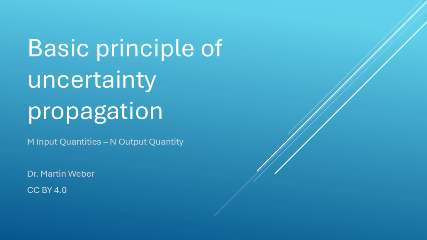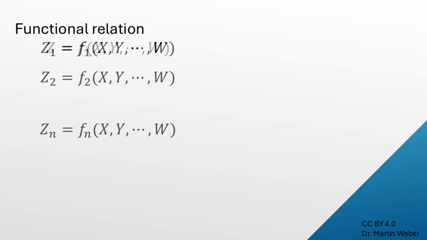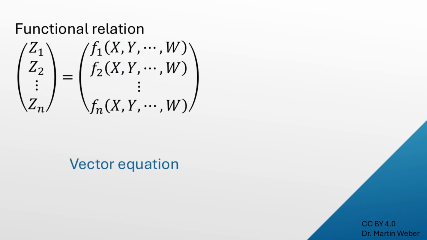In this video, I will show how to extend the approach to systems with multiple output quantities. Before, we had only one functional relation. Now we have multiple functional relationships that are all dependent on the same input quantities. For convenience, they can be written as a vector equation. Of course, each equation could be treated individually, but there's another way and it will provide additional information.